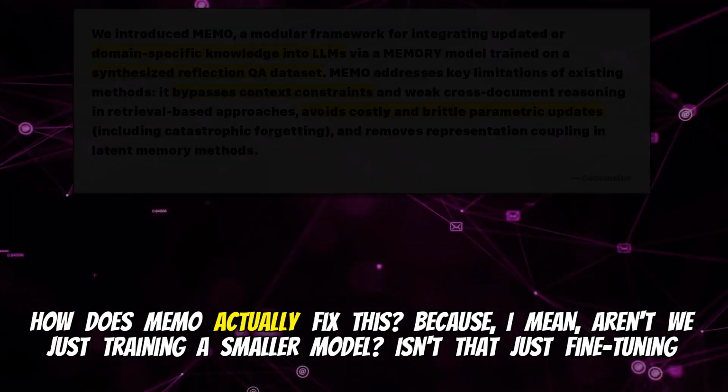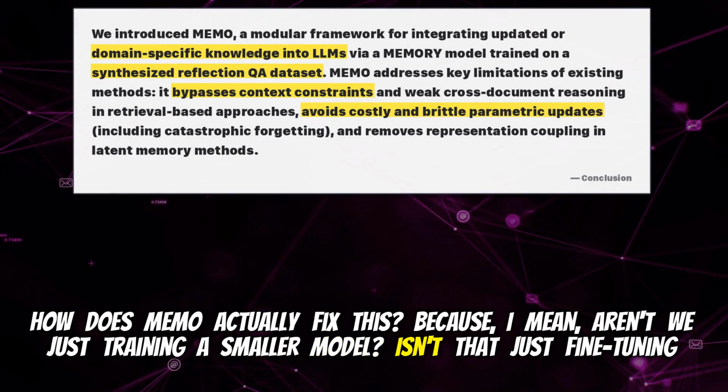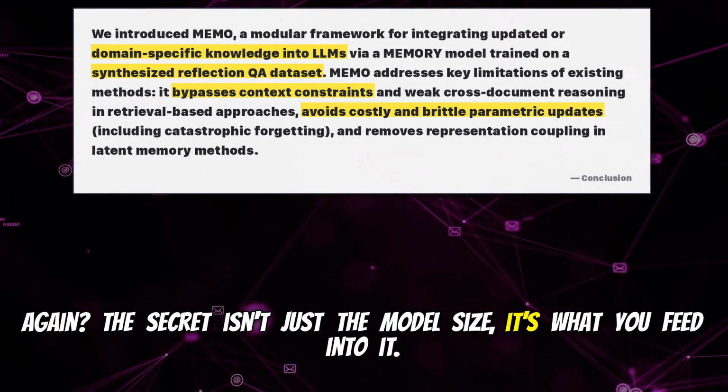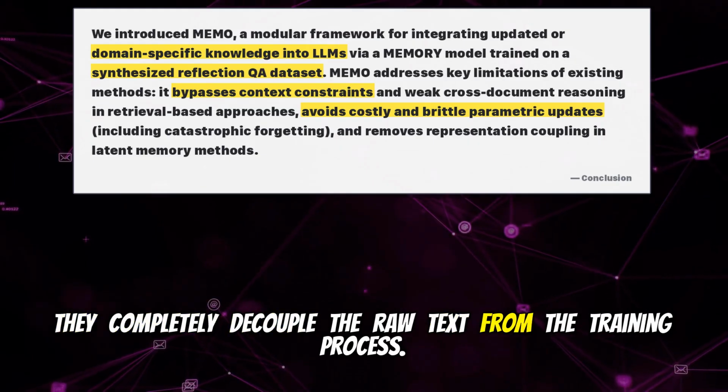How does MEMO actually fix this? Because aren't we just training a smaller model? Isn't that just fine-tuning again? The secret isn't just the model size, it's what you feed into it. They completely decouple the raw text from the training process.